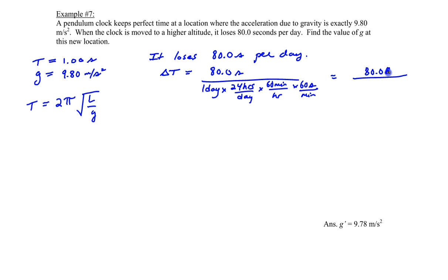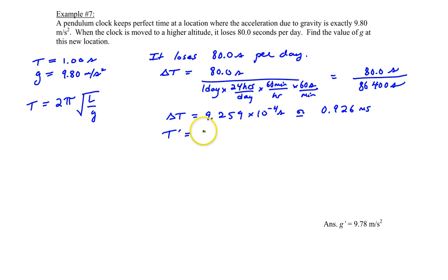So that will give you 80.0 seconds divided by 86,400 seconds. So the difference in the periods of the pendulums at different locations will be 9.259 times 10 to the power negative 4 seconds, or you could say 0.926 milliseconds. So what will be the new period now?